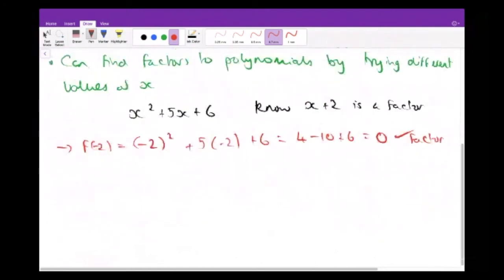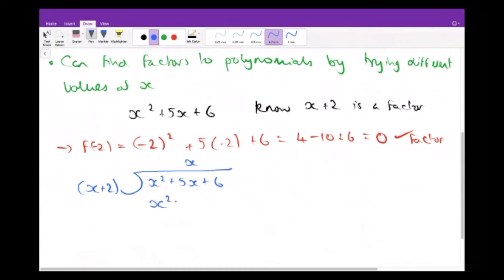Now to divide by it, I do long division. So I've got x squared plus 5x plus 6. And remember, for long division, you look at how many lots of the factor we can fit into this, and we start with the highest power of x. So I can fit 1x of this x plus 2, because that will give me x squared. So I put x up the top, and under my long division I put the value of this bracket multiplied by x. So you get x squared plus 2x, and then I'm going to subtract it.